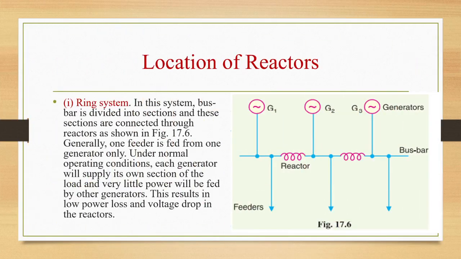So in a ring system, the bus bar will be divided into sections and these sections are connected through reactors as shown in the diagram. One feeder will be fed from one generator only. Under normal operating condition, each generator will supply its own section of the load and very little power will be fed by other generators. This will result in low power loss and voltage drop in the reactors.